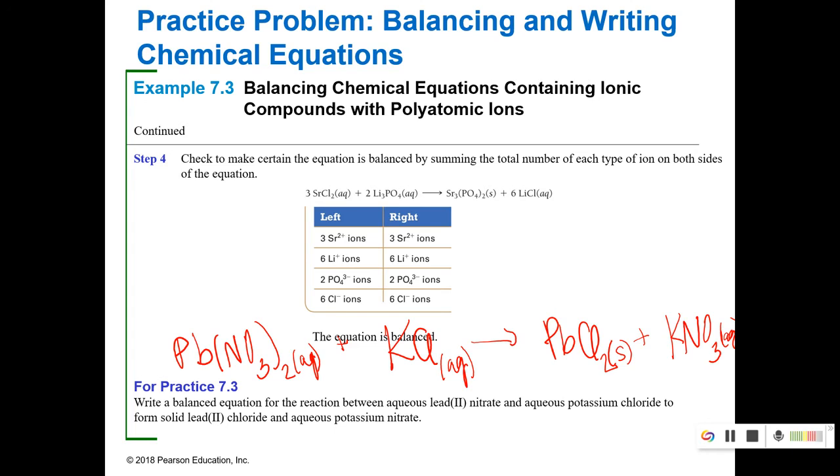So my lead is okay on both sides. Nitrate, I've got 2 nitrates, but only 1 on the product. So I'm going to put a 2 in front. 1 potassium and 2 in the product. So I put a 2 there, and now I've got 2 chlorines, 2 chlorines.